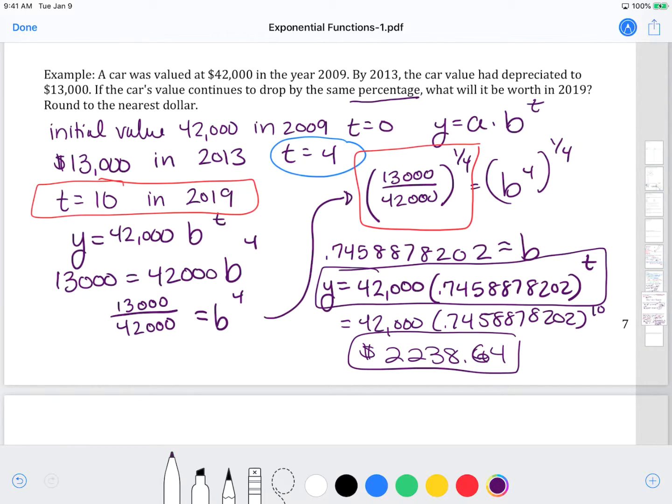Now, your online homework system is sensitive. So if you don't keep all your digits and you start rounding too much and you don't wait till the end to round, then it's probably going to throw your answer off enough that you're going to get it marked wrong, even though maybe you did it correctly and it was just a rounding error. So be sure to keep all your digits until the very end.